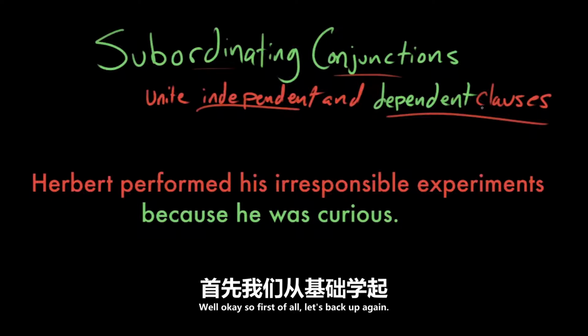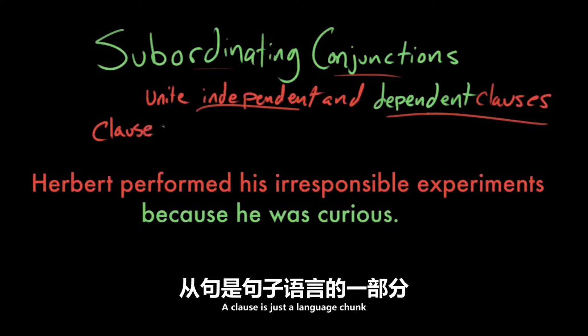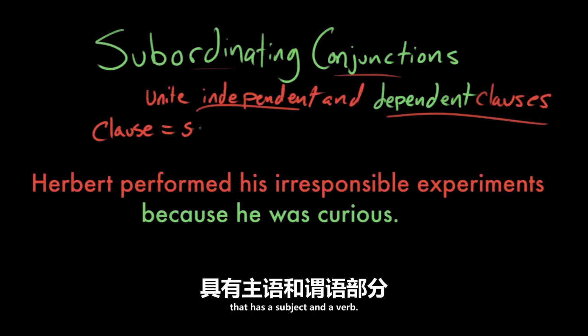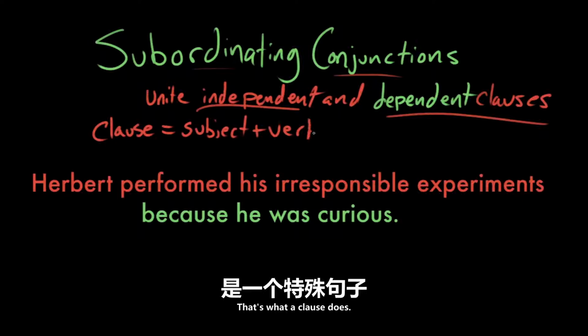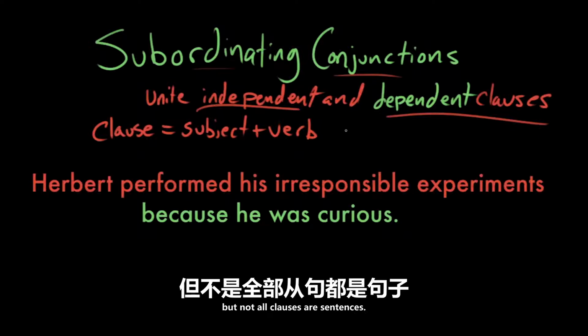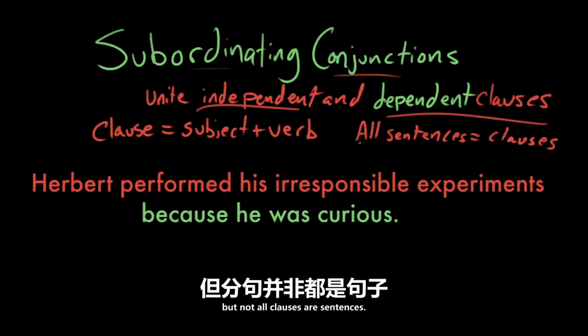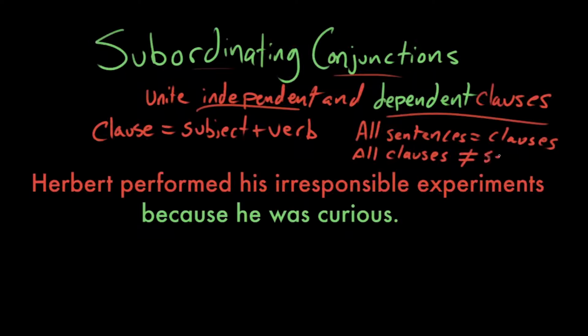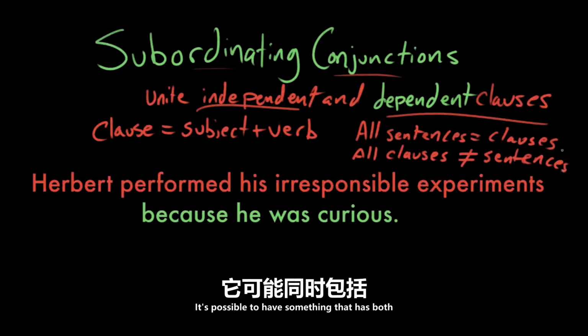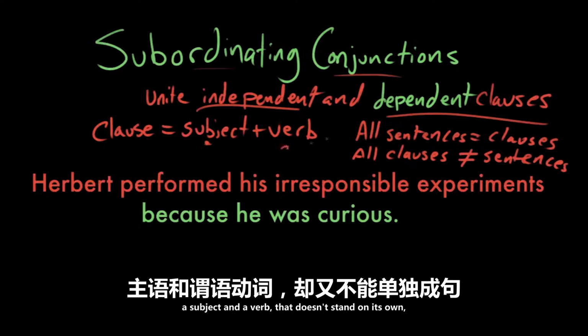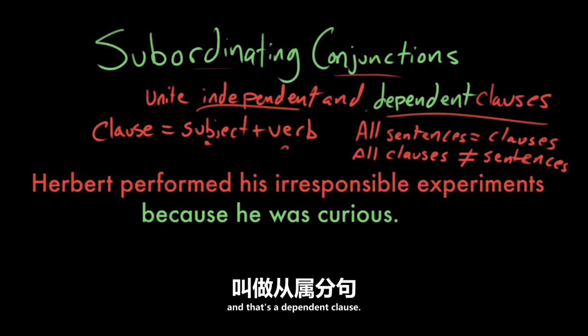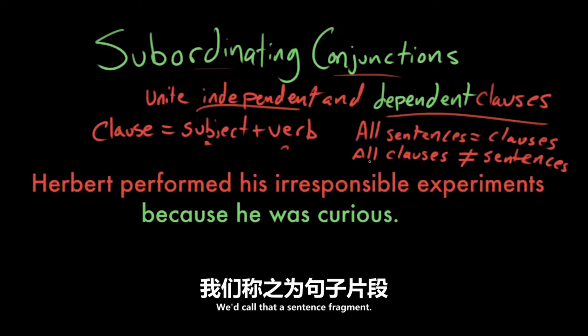Well, okay, so first of all, let's back up again. What is a clause? A clause is just a language chunk that has a subject and a verb. All sentences are clauses, but not all clauses are sentences. I'll write that down. It's possible to have something that has both a subject and a verb that doesn't stand on its own, and that's a dependent clause. We'd call that a sentence fragment.